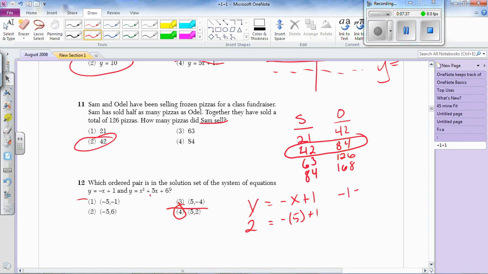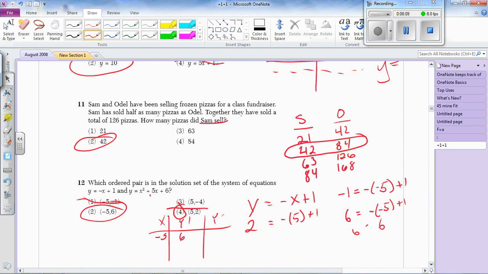Negative 1 equals negative 5 plus 1. Well, that's positive 5 plus 1. That's not going to work. Let's just try 2. 6 equals negative 5 plus 1. Oh, that's it. Negative 5 is 6. 6 equals 6. Choice 2. And if you looked in your graphing calculator, under x for negative 5, you'd see y1 equal to 6 and y2 equal to 6 in the table. So obviously that's the right answer.